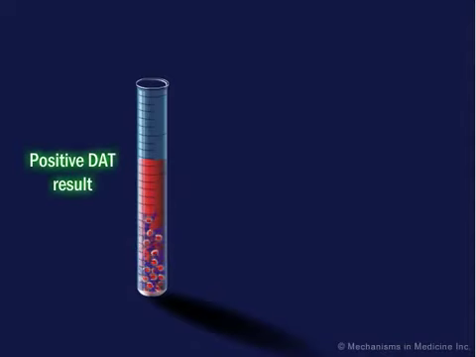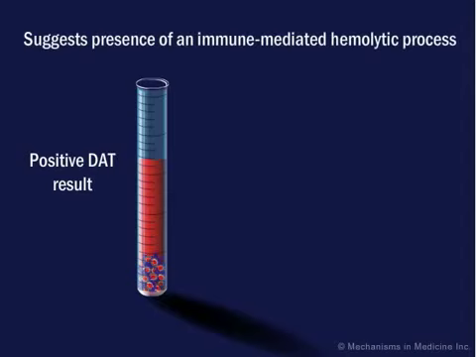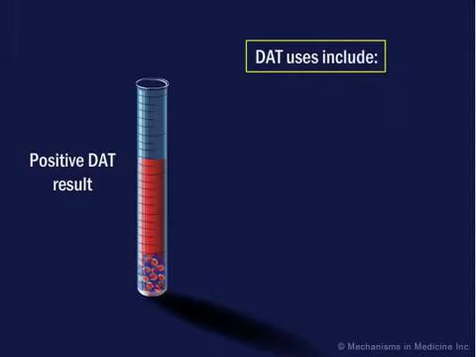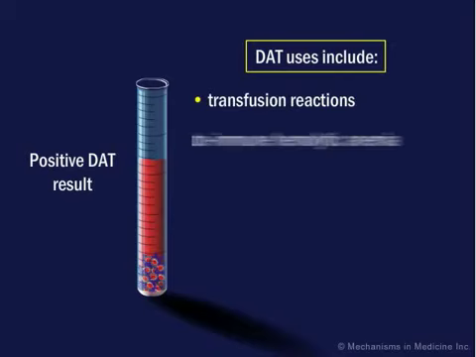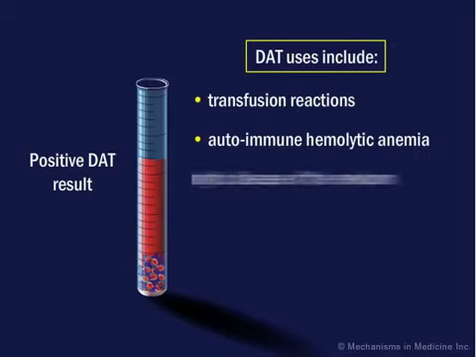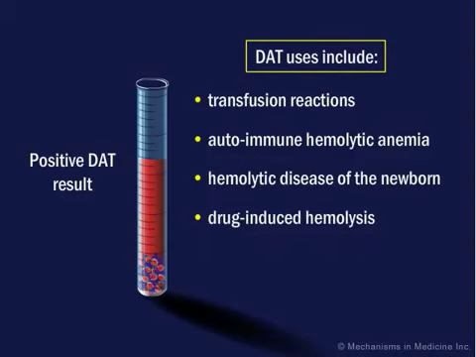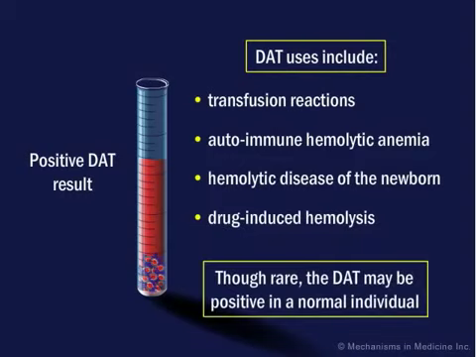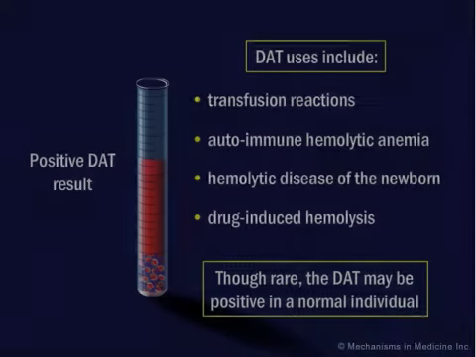A positive DAT indicates that the red cells have been coated in vivo with immunoglobulin or complement and may suggest the presence of an immune-mediated hemolytic process. The DAT is used in the investigation of transfusion reactions, autoimmune hemolytic anemia, hemolytic disease of the newborn, and drug-induced hemolysis. Rarely, the DAT may be positive in a normal individual.